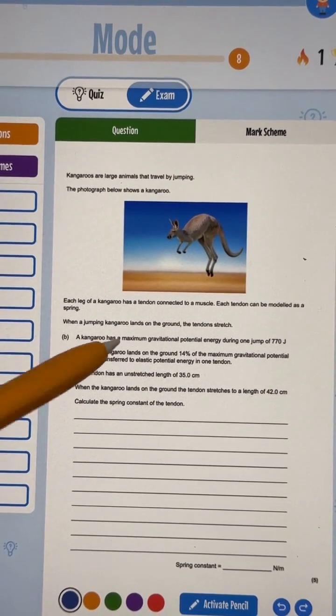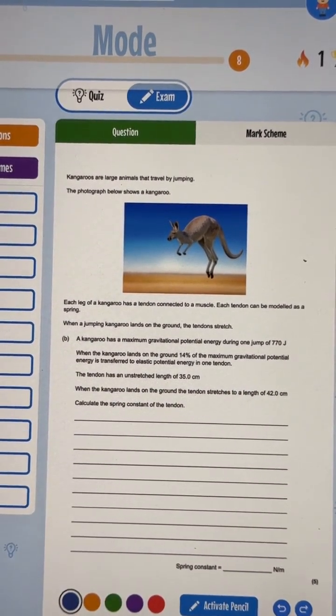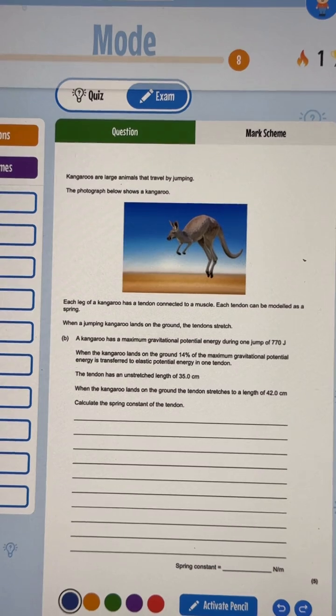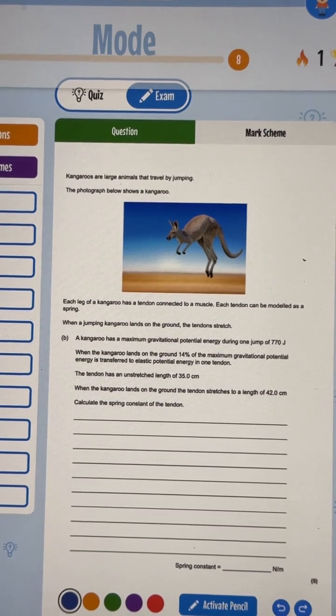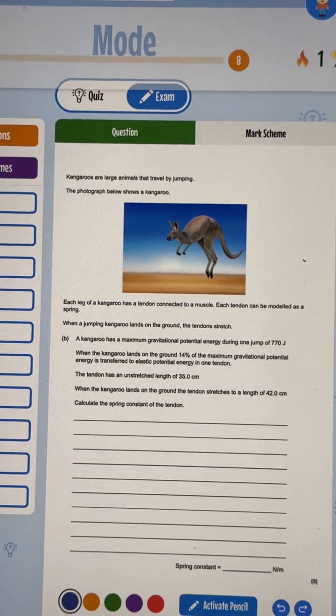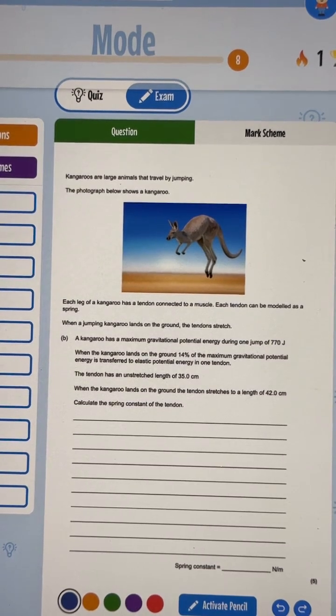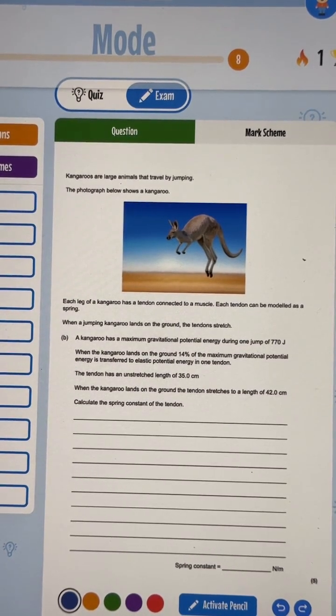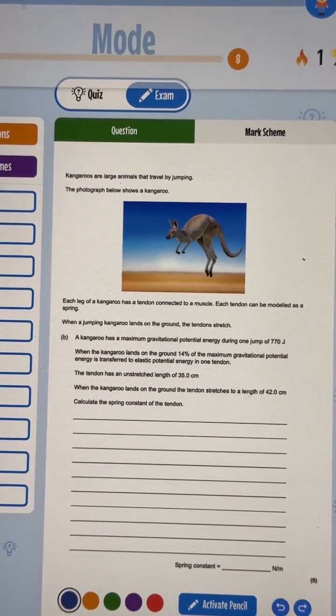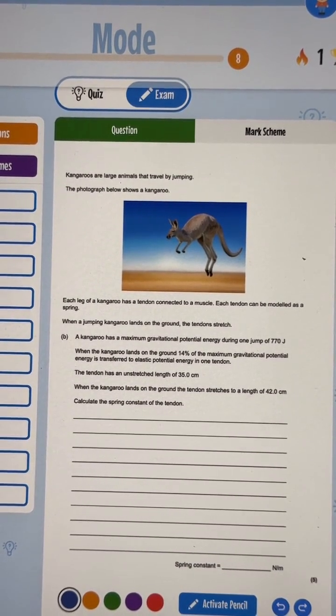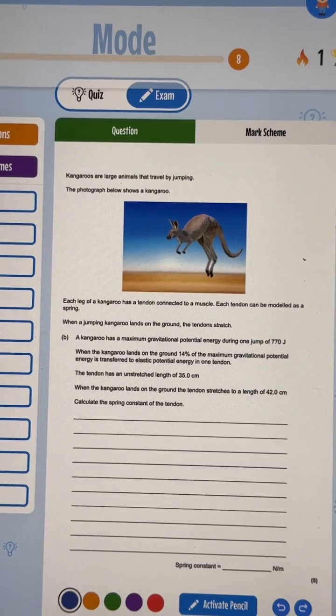A kangaroo has a maximum gravitational potential energy during one jump of 770 joules. When the kangaroo lands on the ground, 14% of the maximum gravitational potential energy is transferred to elastic potential energy in one tendon. The tendon has an unstretched length of 35 centimeters. When the kangaroo lands on the ground, the tendon stretches to a length of 42 centimeters. Calculate the spring constant of the tendon.